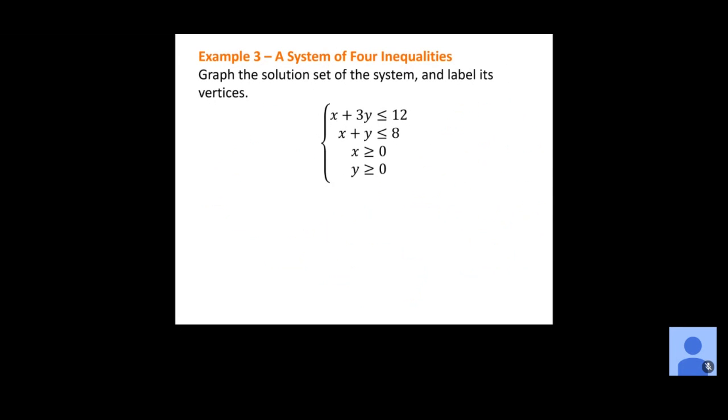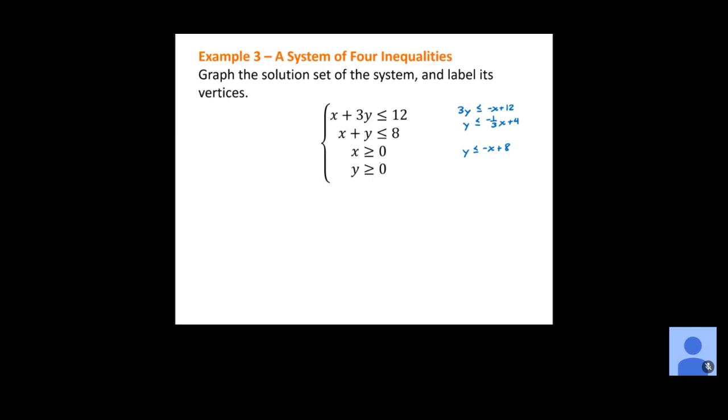All right, example 3. So again, we want to graph the solution set of this system. This time we've got 4 inequalities to look at, though. Okay, so again, first thing I'm going to do, I'm going to get these first 2 in slope-intercept form so I know what they look like. So I'm going to go ahead and move my x over. I'm going to divide by 3. And so that's my first inequality. If we take the second one now, I just need to move the x over. And so those are the 2 inequalities we're going to start with.